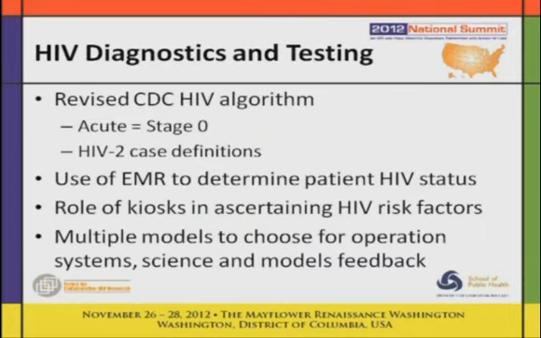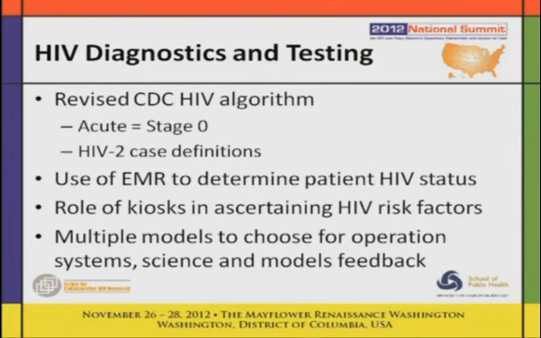So we started with the first session, which I was fortunate to co-moderate with Dr. Bernie Branson, and we talked about the new algorithm for HIV testing that has been proposed and is waiting final approval. A couple of highlights for the algorithm were the identification of stage 0 for acute HIV infection, and also the HIV-2 case definitions. The algorithm really uses the idea of fourth generation or combo testing, and then following up with a multi-spot or some sort of differentiation test.